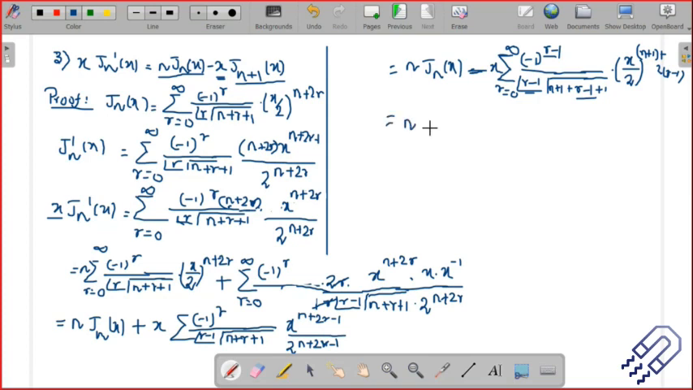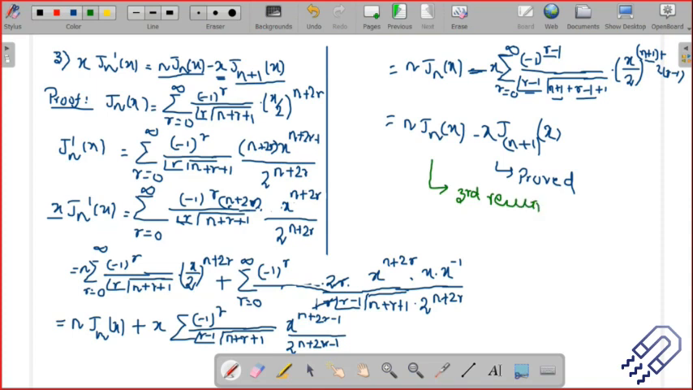So this is nothing but n J n x minus x J n plus 1 x. Proved. This is my third recurrence relation.